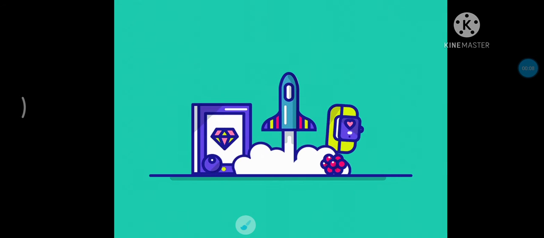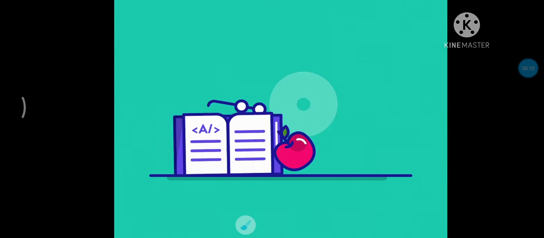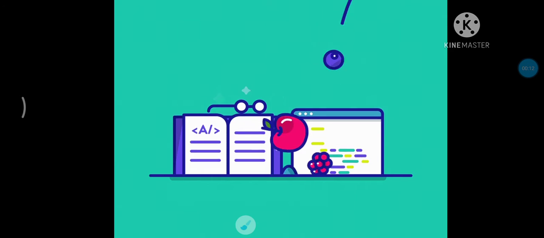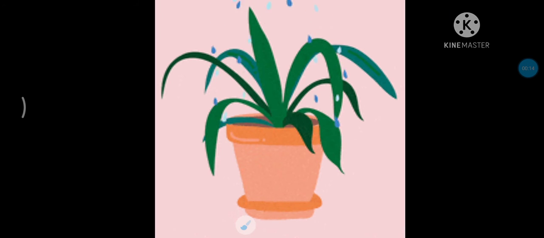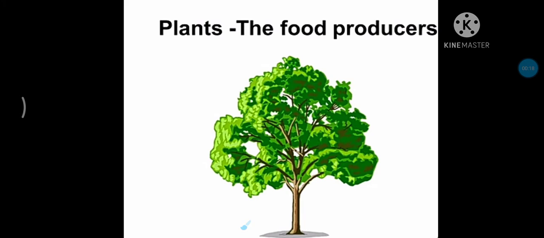Today, in this video, we will start a new lesson, how plants make food. So, let's get started. We all know that plants are living beings. Plants grow. Yes. We also know that plants are known as the food producers. Plants give us fruits, vegetables and many things.